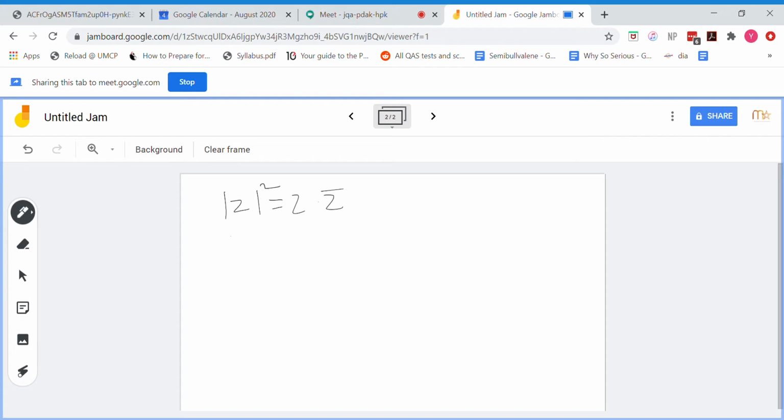Alright, okay, so now we define the magnitude of z squared as z times z conjugate. And so the magnitude of z squared is just a squared plus b squared. And so the magnitude of z equals the square root of a squared plus b squared.